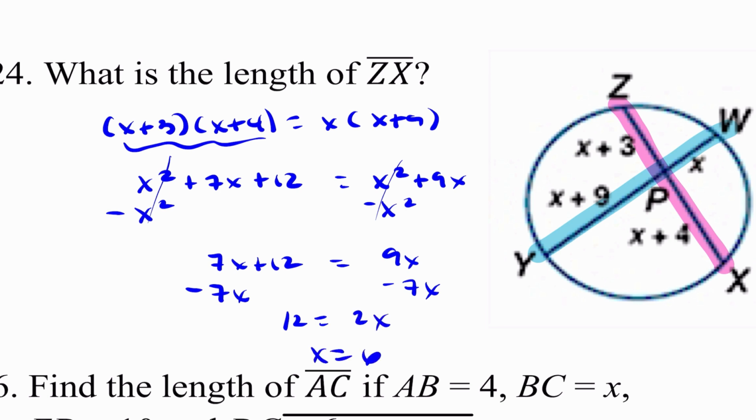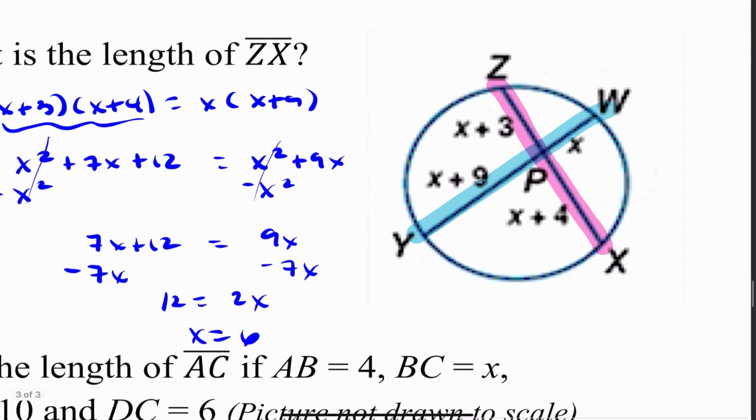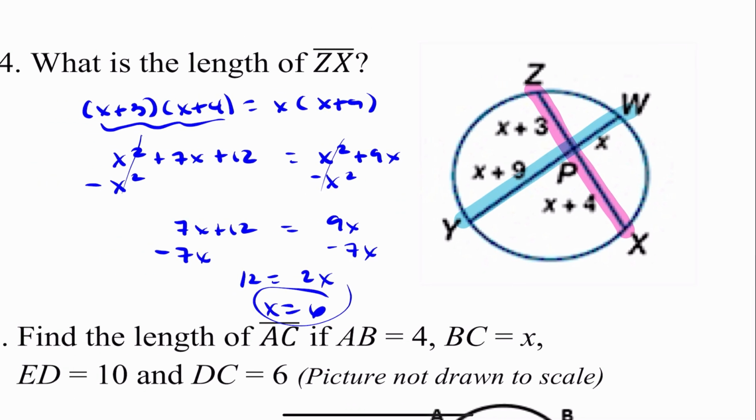But that's not what the question is asking. It's saying what's the length of segment ZX, right? So if x is equal to 6, all I need to do is replace all the x's that I see with 6. So I have 6 plus 3, this is 9, and then I have 6 plus 4, which is 10. So the length of segment ZX is 19. And that's your answer.